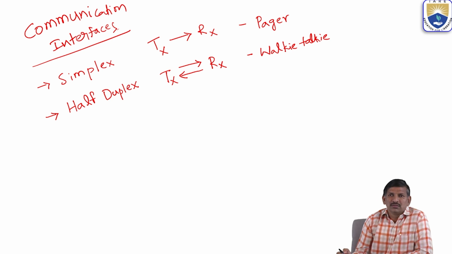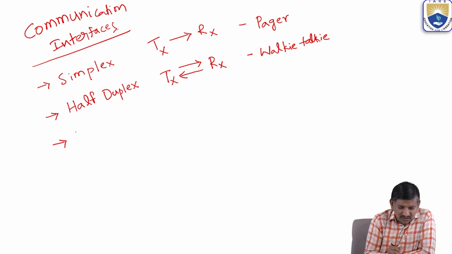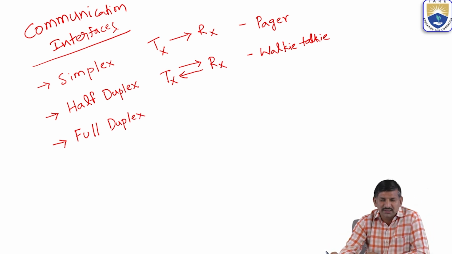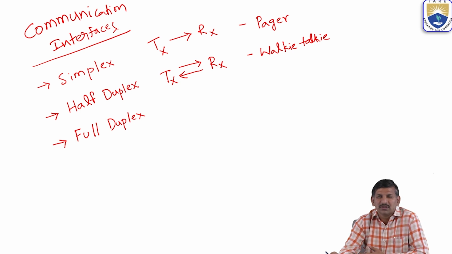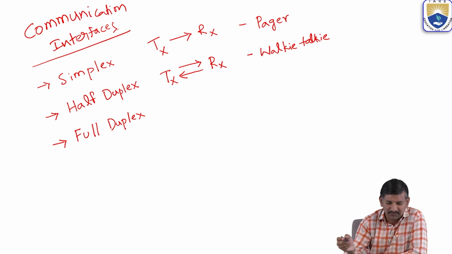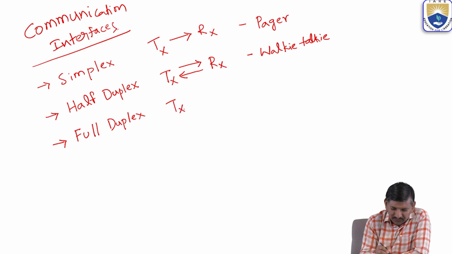Again, to provide communication at the same time in both directions, full duplex communication is designed. In this type of communication, at the same time, the transmitter sends the information to the receiver as well as the receiver to the transmitter. Example, mobile phones.